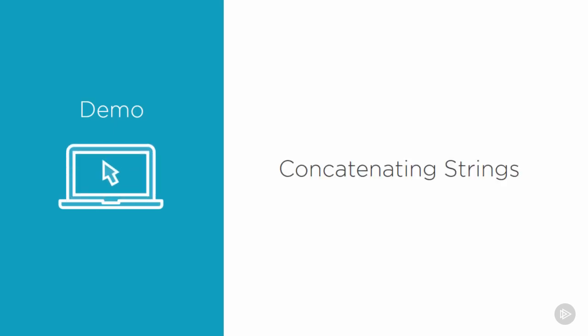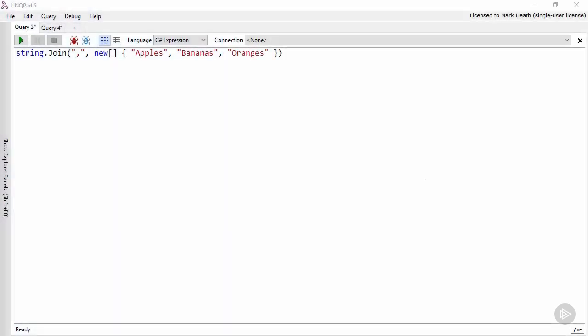In this demo, we're going to create an extension method to concatenate a sequence of strings. Now, one thing I quite often want to do at the end of a LINQ pipeline is to concatenate an IEnumerable sequence of strings into one long string, maybe separated with commas. Now, the .NET framework does have a method that can do this.